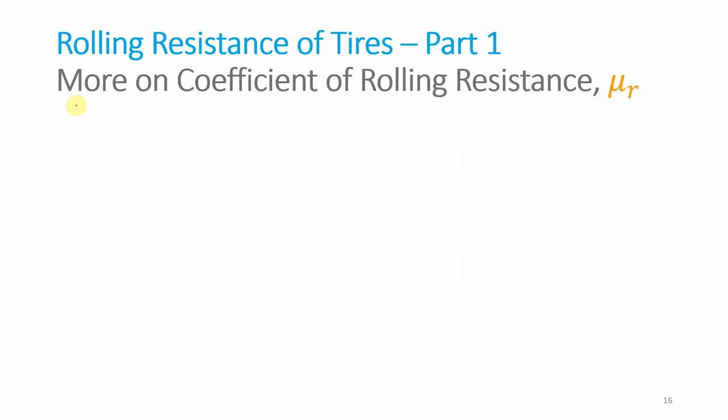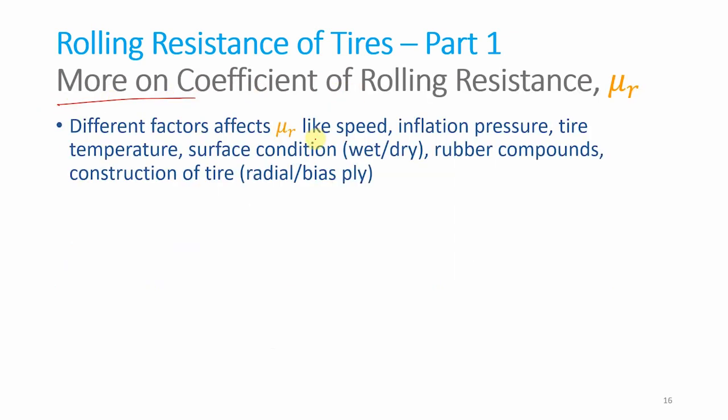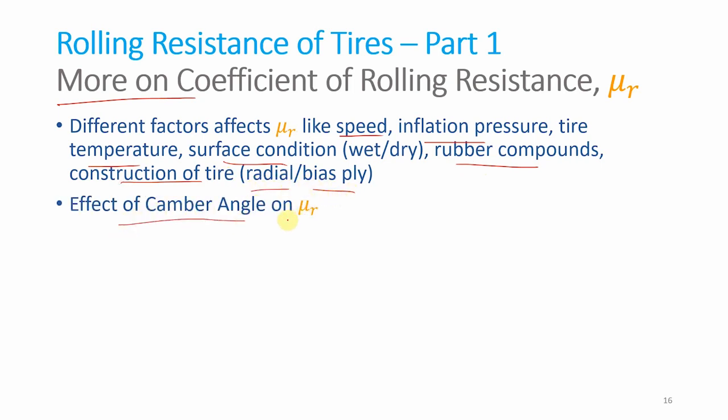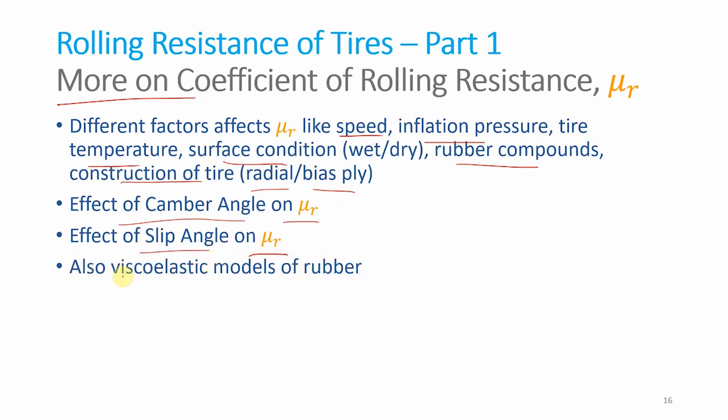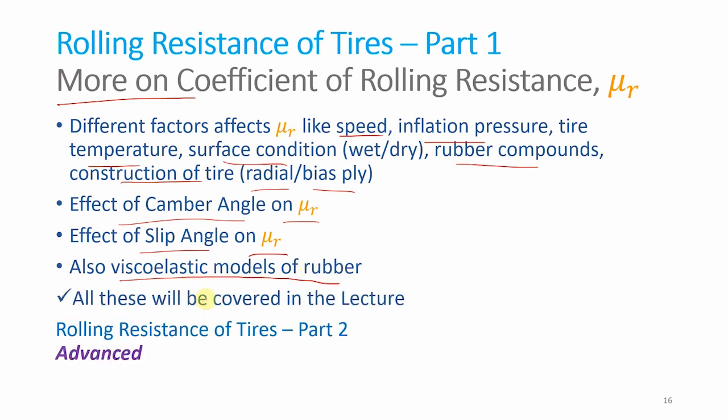In this slide, I will give a hint on more on coefficient of rolling resistance. There are several factors which affect the rolling resistance coefficient like speed, inflation pressure, tire temperature, surface condition either wet or dry, then rubber compounds, construction of tire if it is radial or bias ply, then effect of camber angle on the rolling resistance and effect of slip angle on rolling resistance. Then also, it is important to discuss the viscoelastic models of rubber, how the enclosed or entrapped area is coming between loading and unloading curve. All these things will be covered in the lecture Rolling Resistance of Tires Part 2 Advanced.